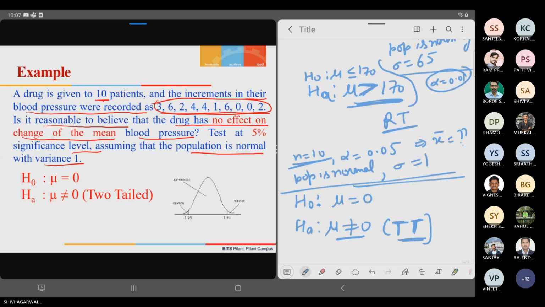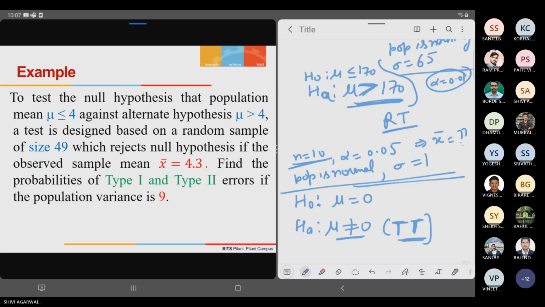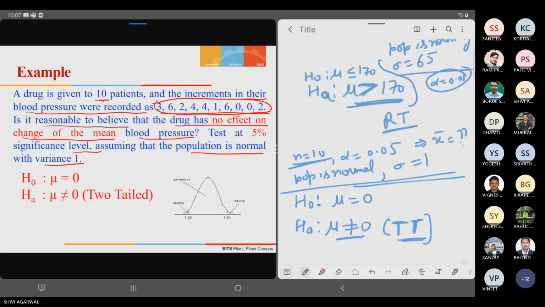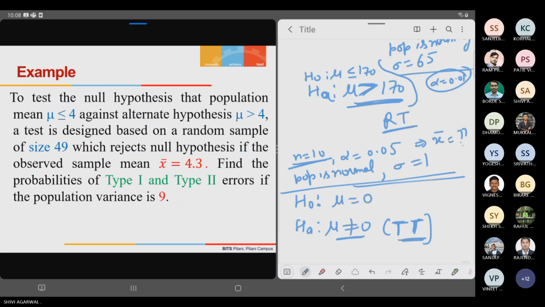Got it? That we will do. Actually, the 5% level of significance we didn't use till now. Based on this 5% significance level, we are finding the rejection region. That we will do later on. Just wait.